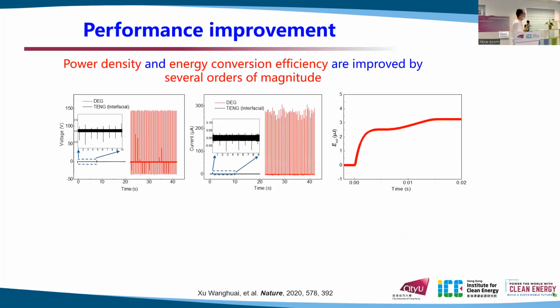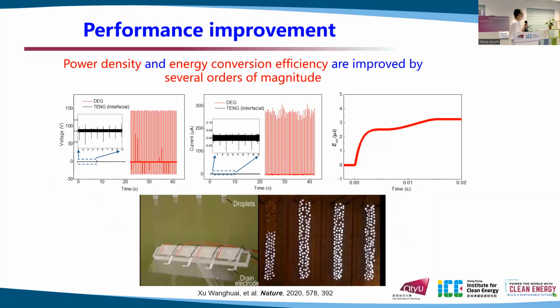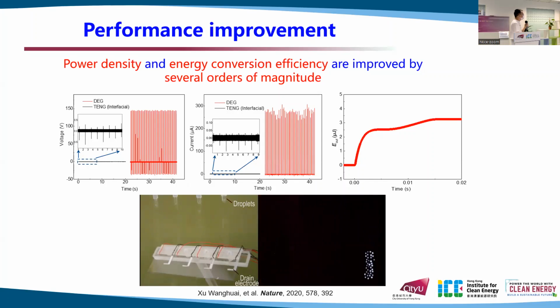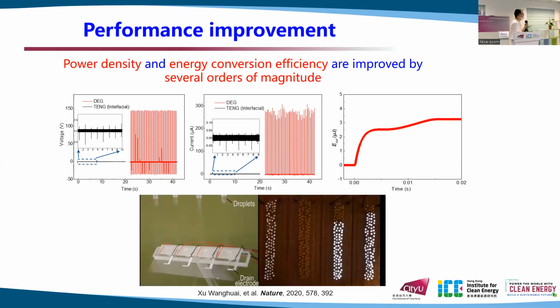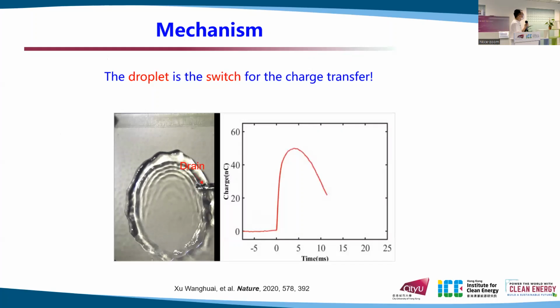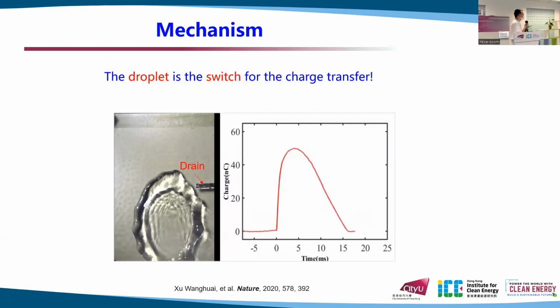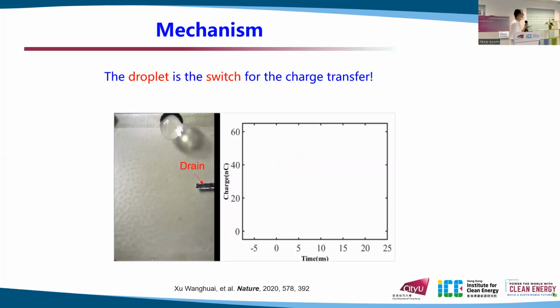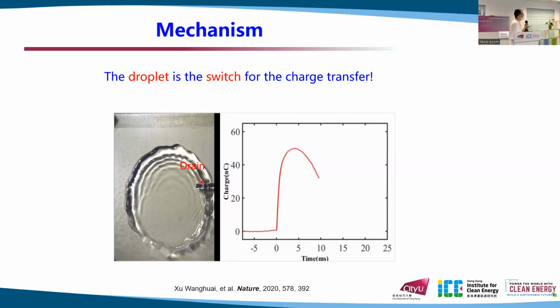With such a design, we found that the power density and the energy conversion efficiency can be improved by thousands of times. And as we can see in the video, when the droplets impact on the solid surface, over 100 LEDs can be lit up. When the droplet impacts on the surface, the droplet is the switch of the electricity generation, controlling the charge transfer between the bottom electrode and the drain electrode.